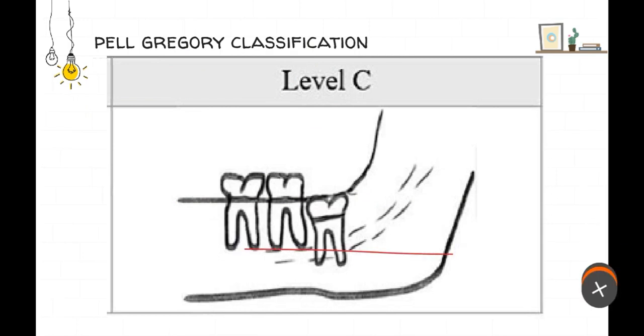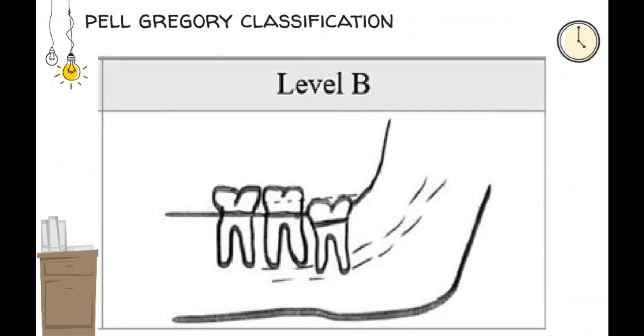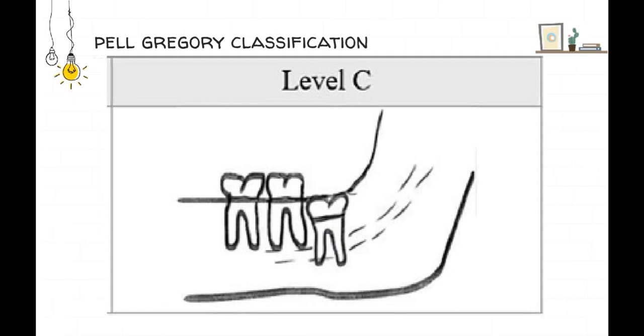One thing I forgot to mention, just give me some time. There is a difficulty index with it. Level A position of the mandibular third molar, the difficulty index value is 1. Level B, value is 2. This is difficulty in respect to the surgical extraction or surgical removal of the impacted third molar. Level B, its value is 2, and level C, value 3. So level C is most difficult.